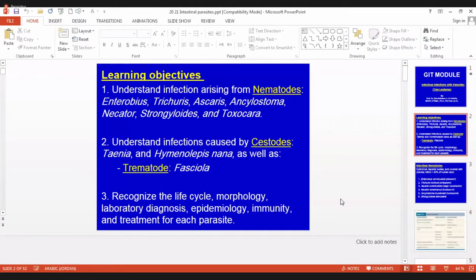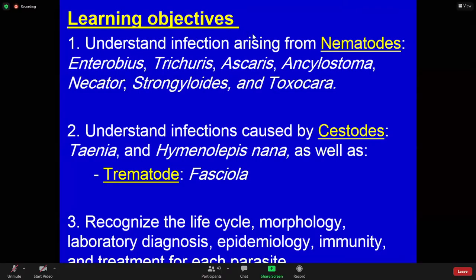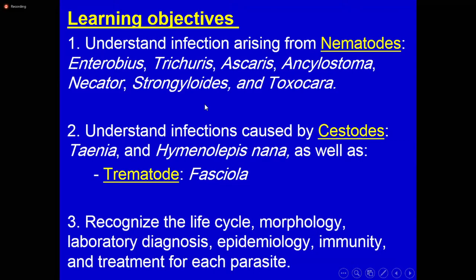Okay. So the objectives of this lecture are to understand the infection by nematodes. These are the nematodes that we are going to talk about: Enterobius, Trichuris, Ascaris, Ancylostoma, Necator, Strongyloides, and Toxocara. We will deal with another group of worms, the cestodes, Taenia and Hymenolepis.